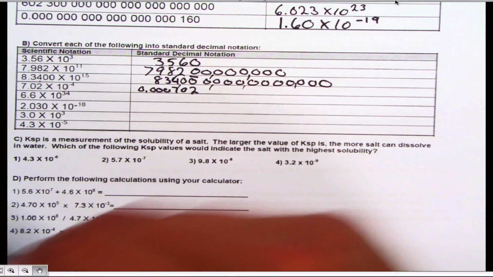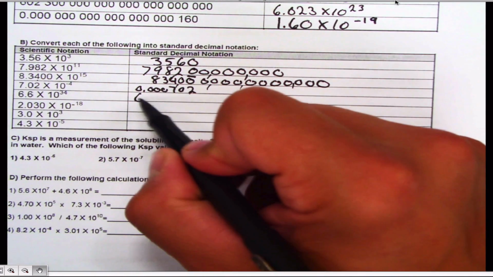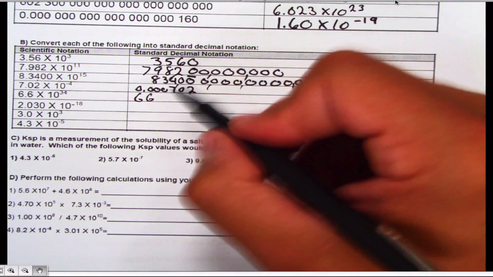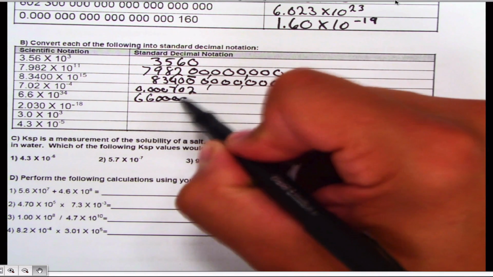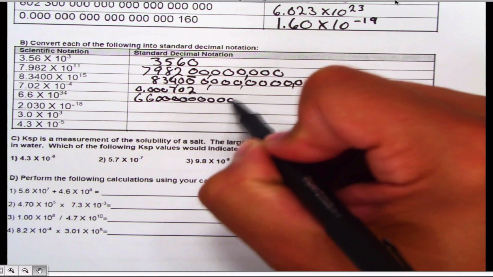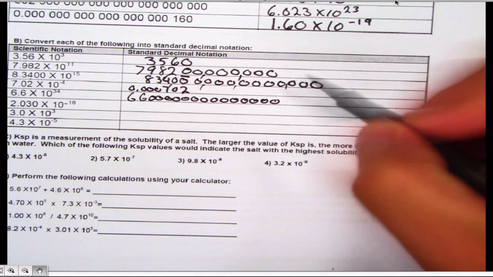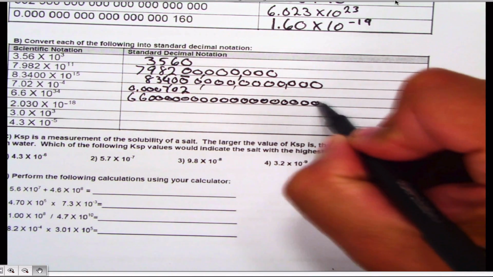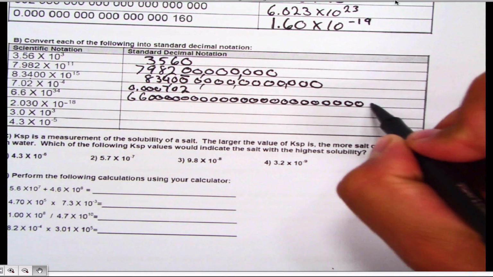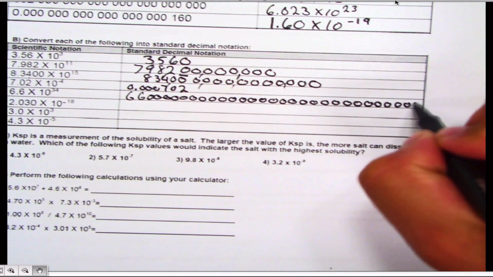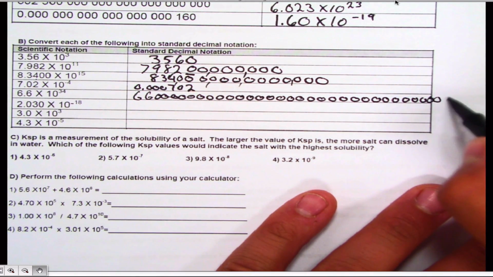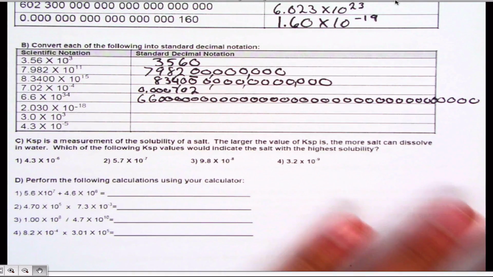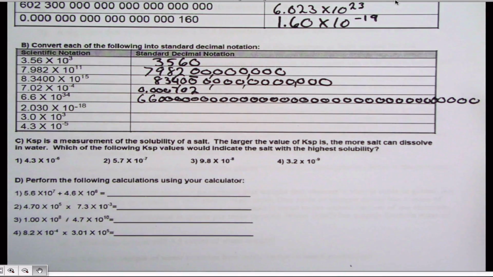6.6 times 10 to the 34th. Holy cow. That'd be 1, 2, 3, 4, 5, 6, 7, 8, 9, 10, 11, 12, 13, 14, 15, 16, 17, 18, 19, 20, 21, 22, 23, 24, 25, 26, 27, 28, 29. We're running out of space. 30, 31, 32, 33, 34. That is a gigantic number. I never want to do that again.